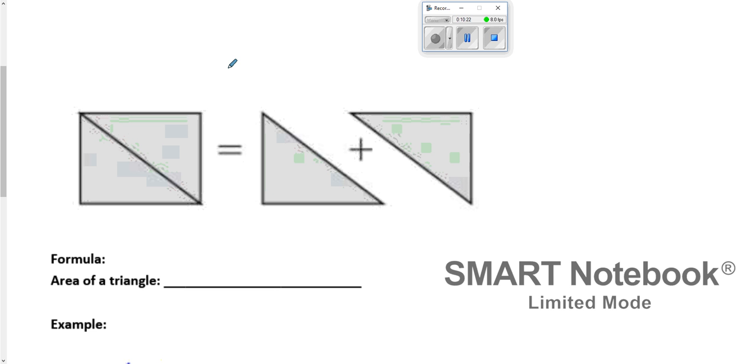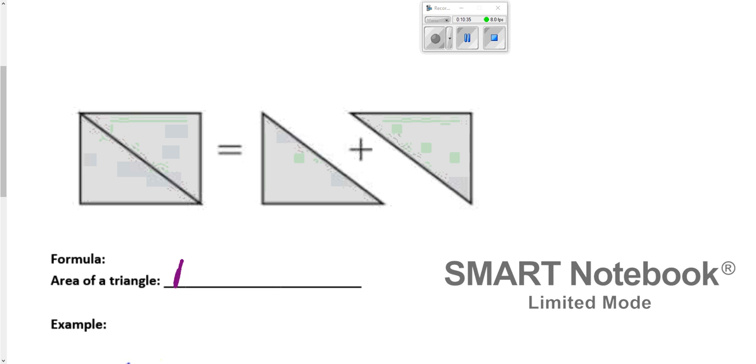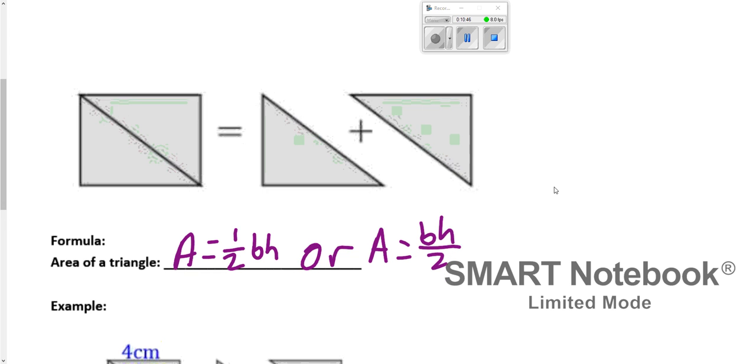Any triangle, I can take any triangle and complete it into a rectangle, and it'll be exactly half the size of that rectangle. And that works for any triangle, and that's where the formula for a triangle comes from. Area equals 1/2 base times height, or area equals base times height divided by 2. Those are both the same thing.